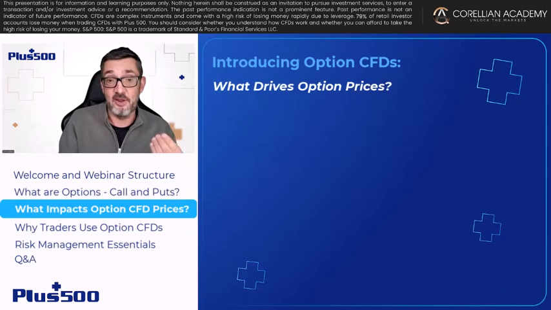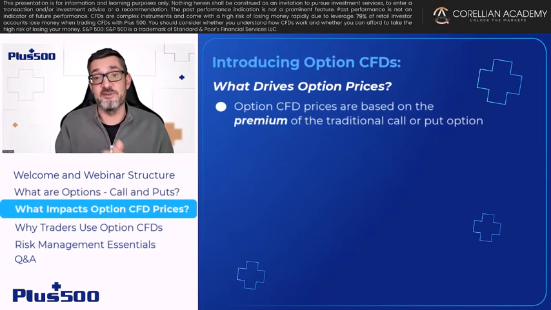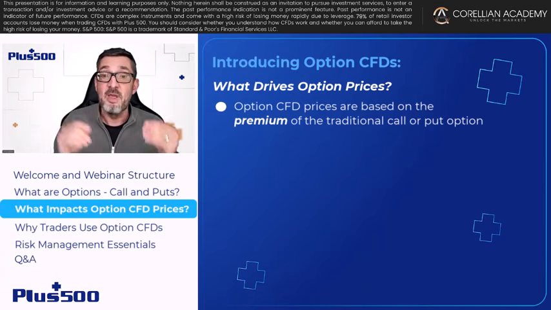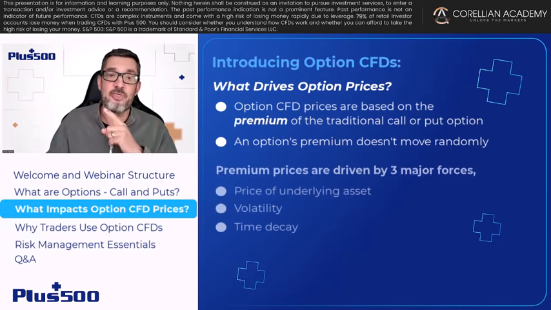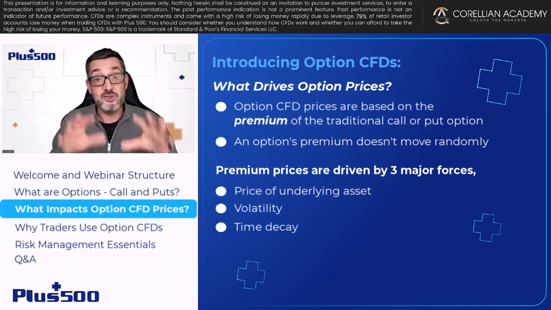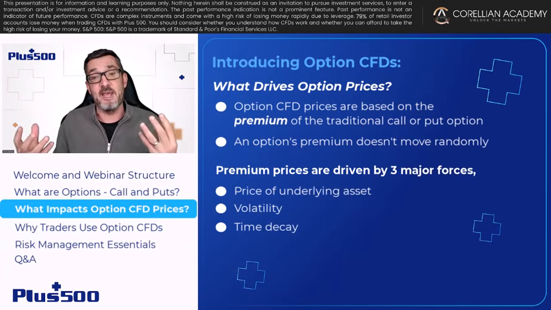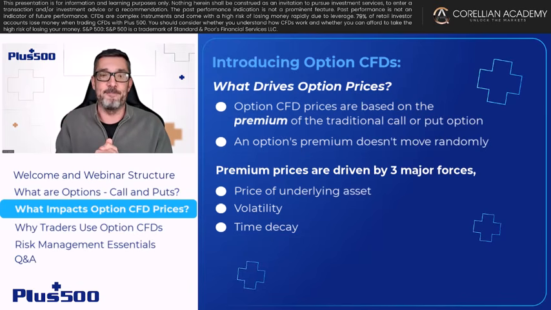Now, as I said earlier, the option CFD prices that you see on your Plus500 platform are based on the premium of the traditional call or put option. That option's premium doesn't move randomly. It's driven by three major forces. Once you understand these, options behavior becomes easier to interpret.